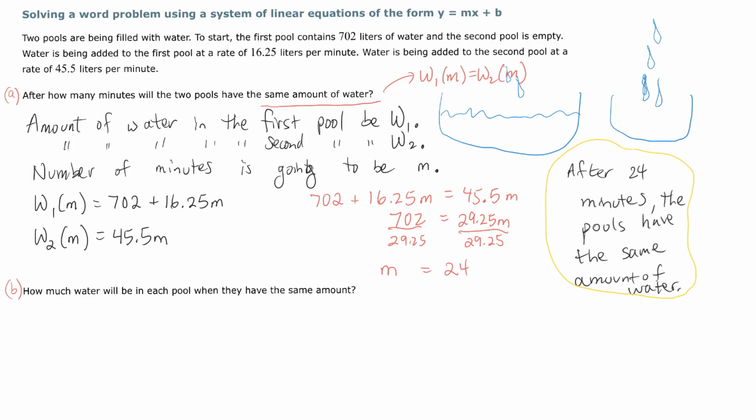How much water will be in each pool when they have the same amount? So we just need to find either W1 or W2. I want to pick on W2. Let's pick on the function W sub 2. We need to evaluate W sub 2 at 24. We're going to go ahead and use function notation and look at this expression. That is simply 45.5 times 24. Feel free to use your handy dandy mathematical microwave called a calculator.